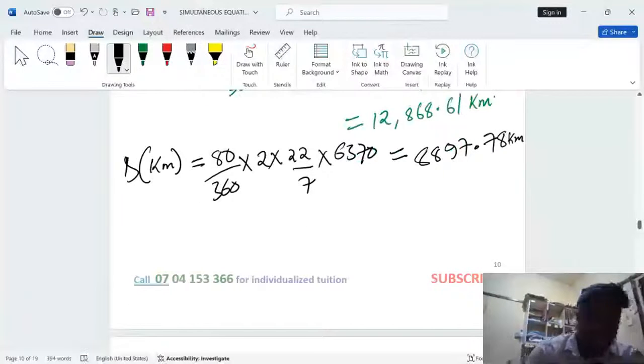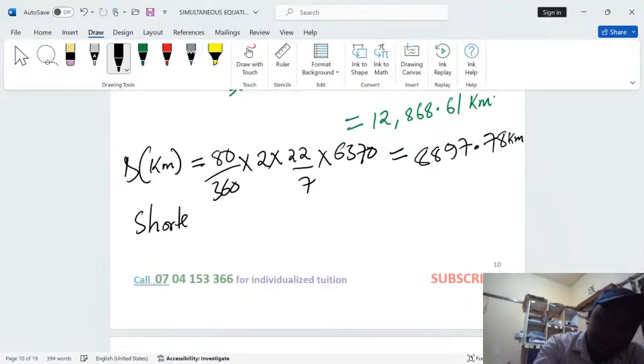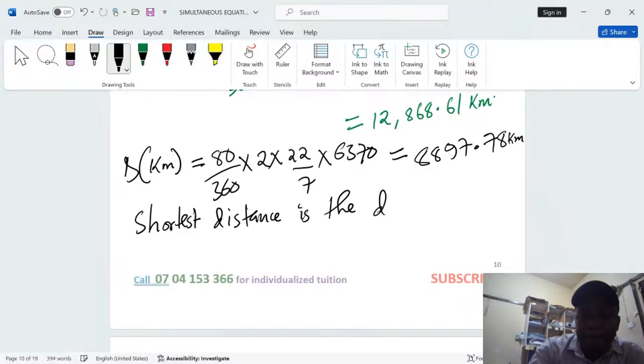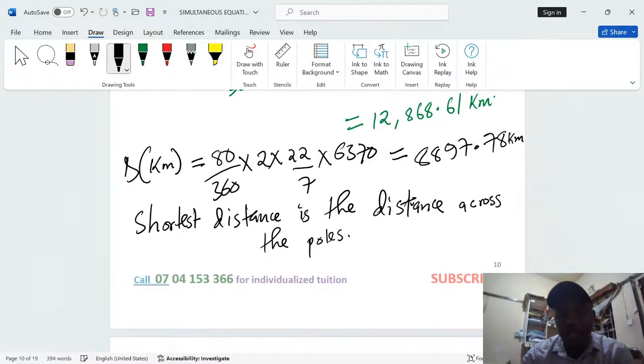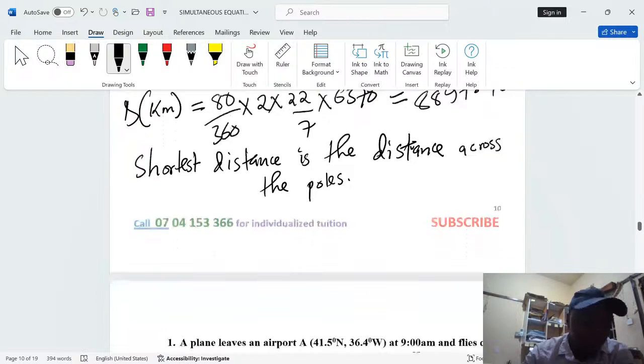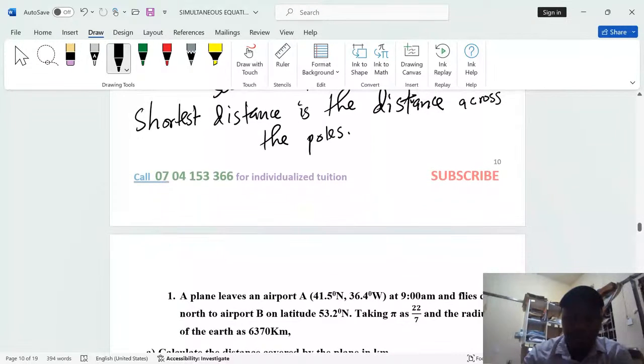And so we can say the shortest distance is usually the distance across the poles. If the two places were on the southern hemisphere, then the shorter distance could have been the distance across the South Pole.